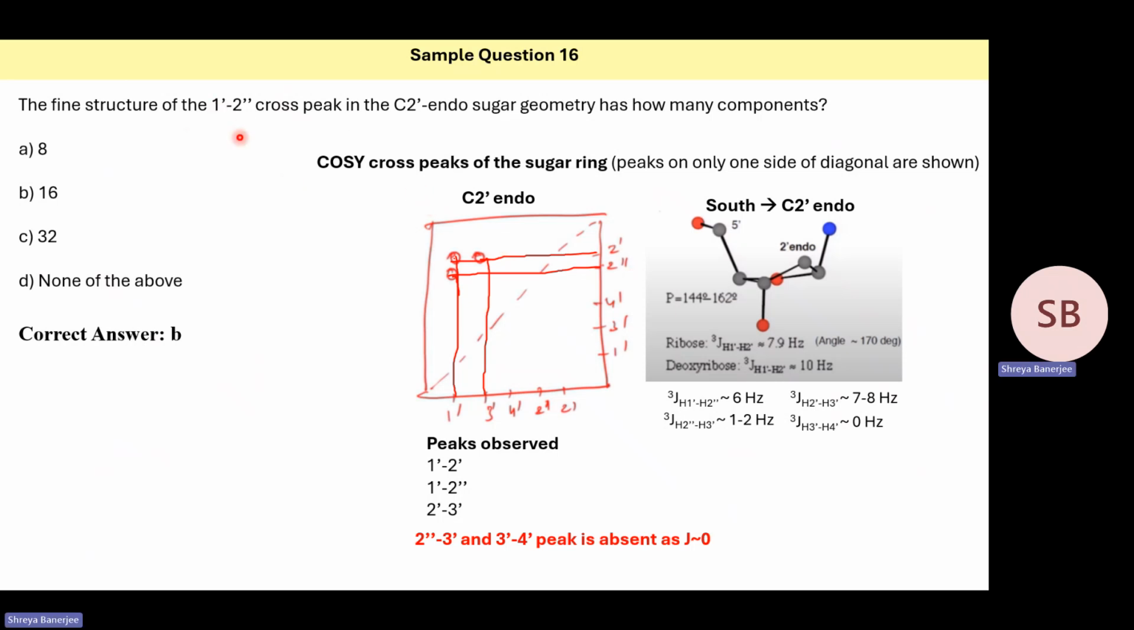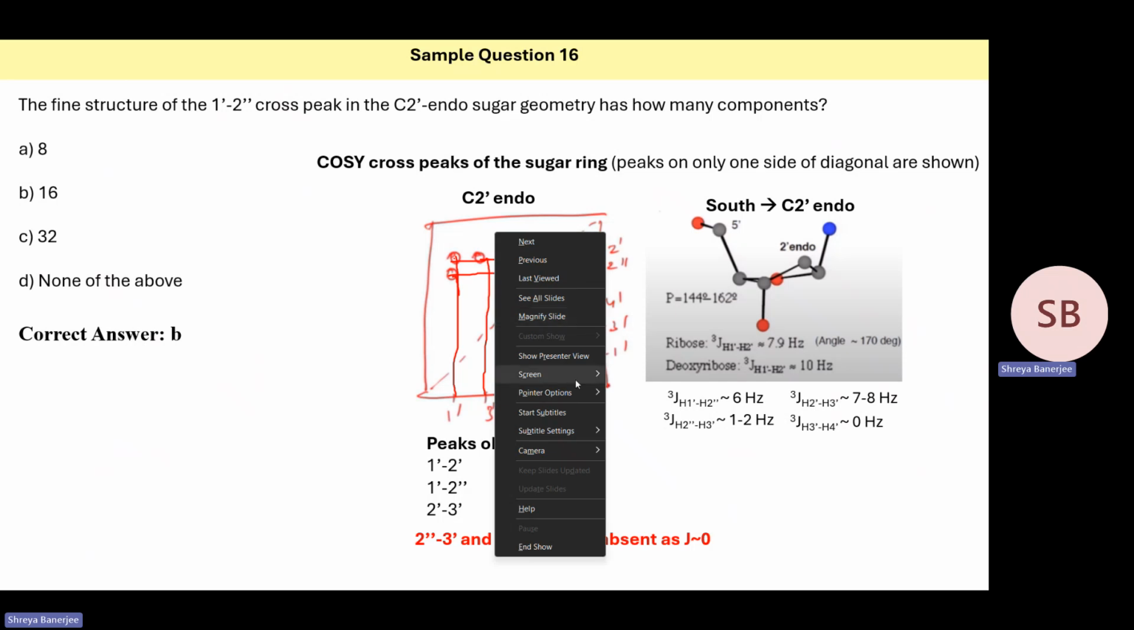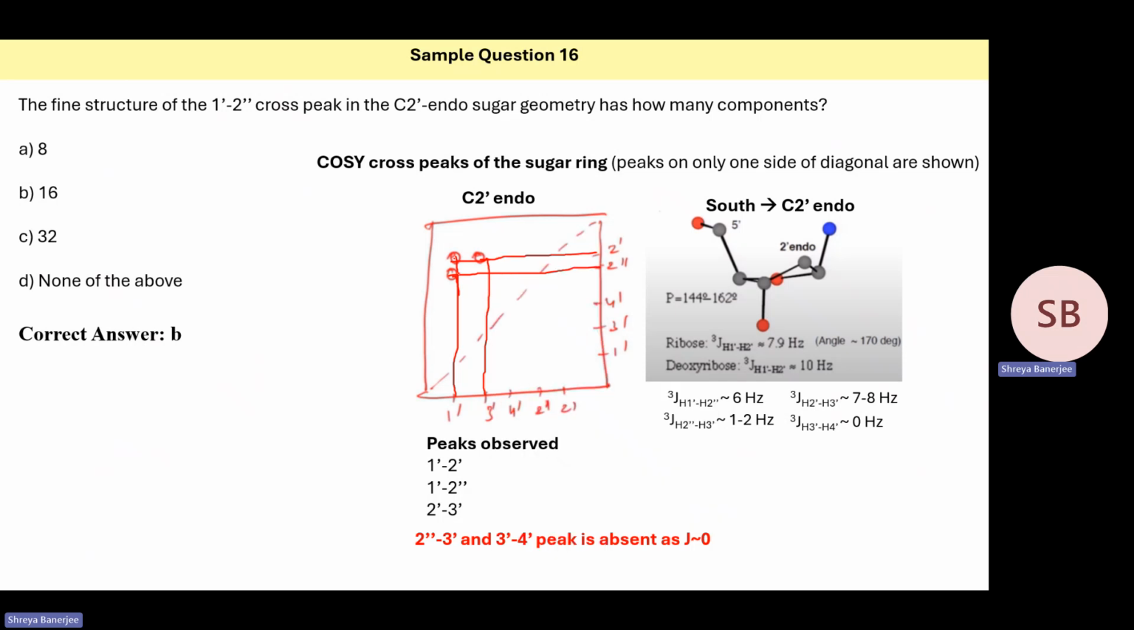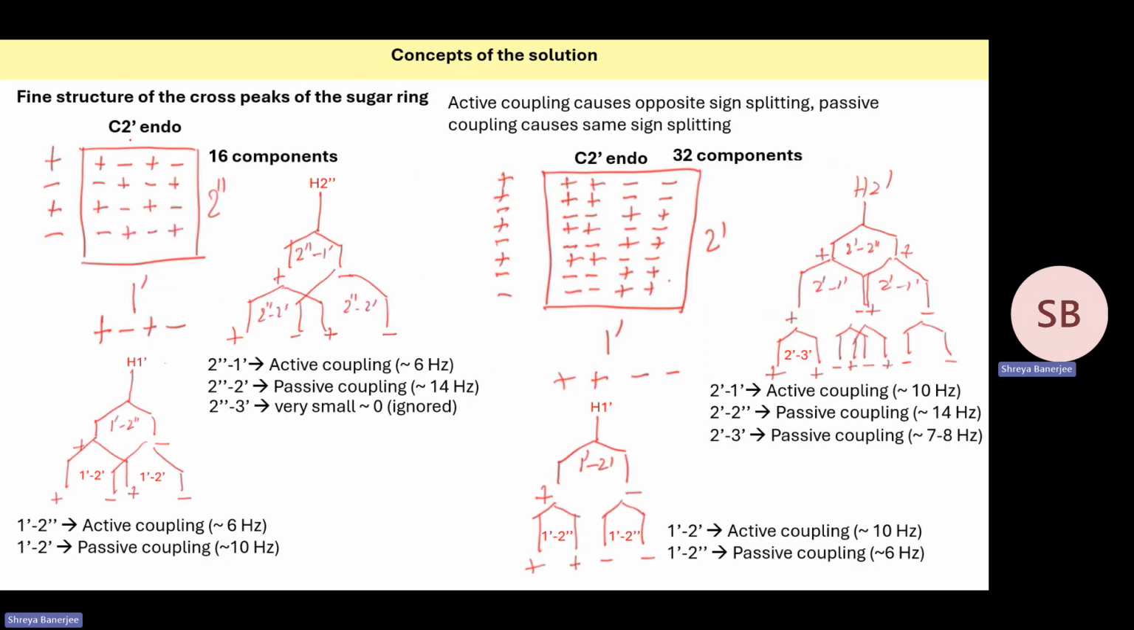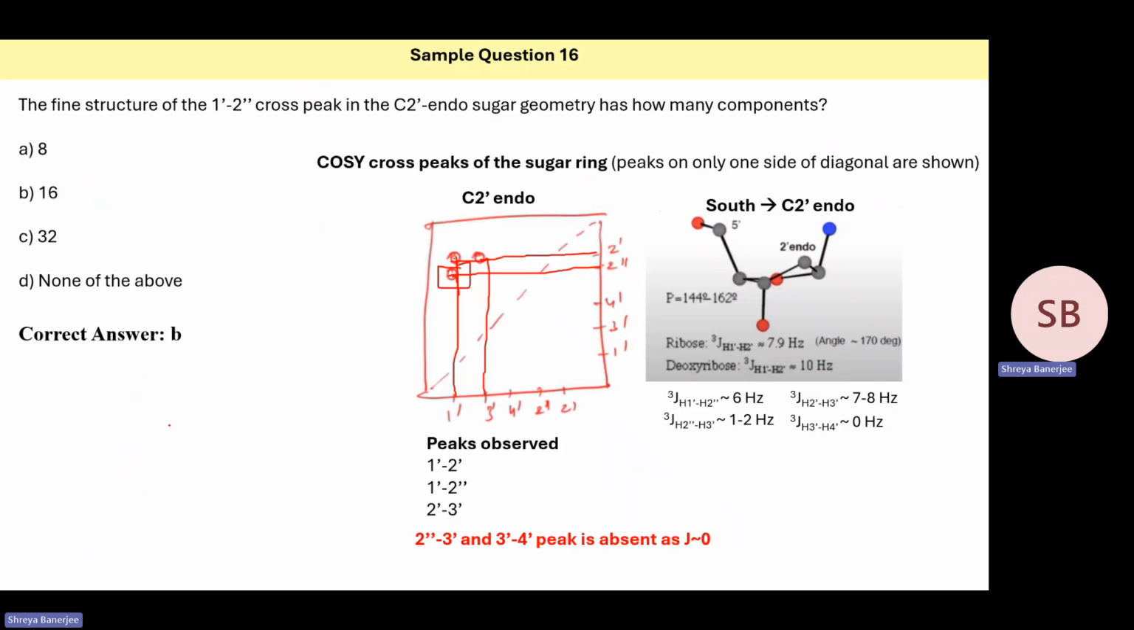Here we are talking about the 1', 2'' cross peak. So it is talking about this cross peak. What will the fine structure of this cross peak look like? So we come to 1', 2''. This is the one they are talking about. 1' will be split by, and for this we need to know the relative magnitudes of the splitting. We can remember this, that for C2' endo, these are the relative magnitudes of the J.